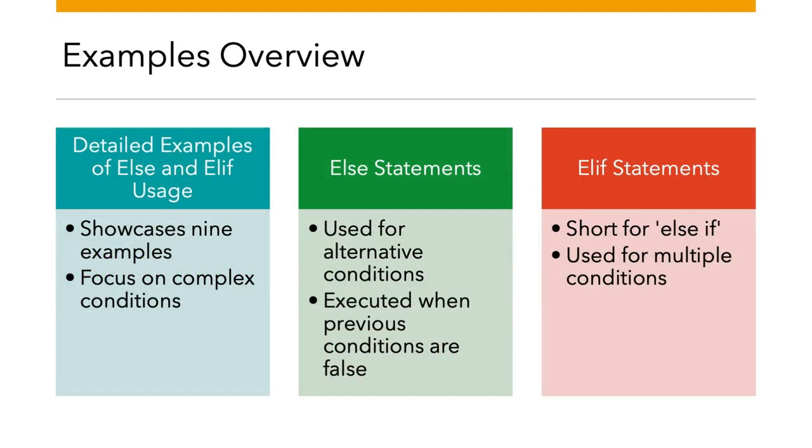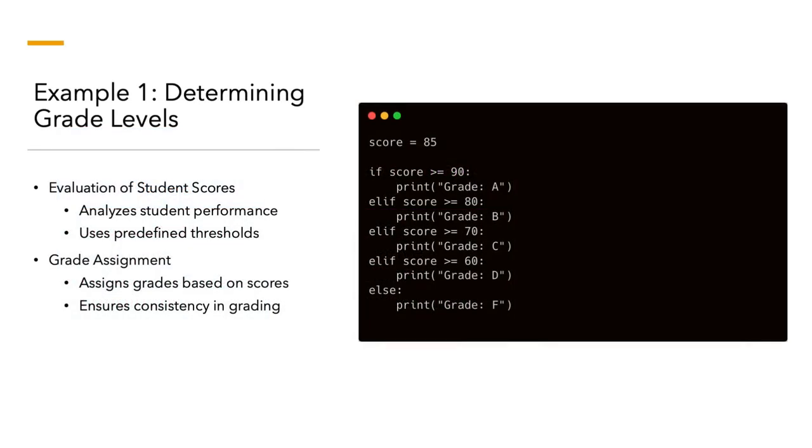We're going to look at 9 detailed examples demonstrating the use of else and elif statements for handling complex conditions in Python programming. Let's go ahead and take a look. Here's our first example. This code evaluates student scores and assigns grades based on predefined thresholds, ensuring consistent and fair grading.